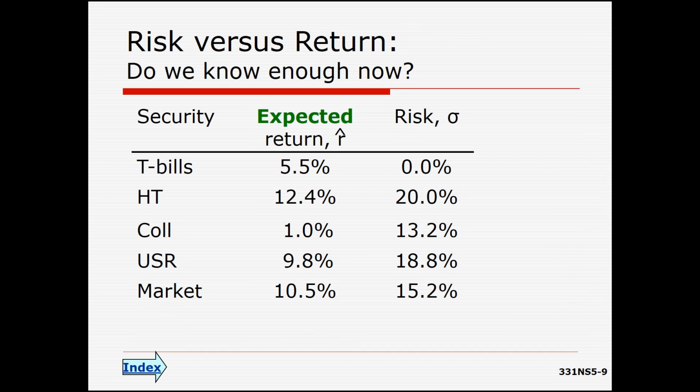Repeating those calculations for each asset in the sample, the results are shown on the slide. High-tech has the highest expected return. Now, expected is in green to highlight that it means expected by you. The catch, we haven't accounted for risk yet.